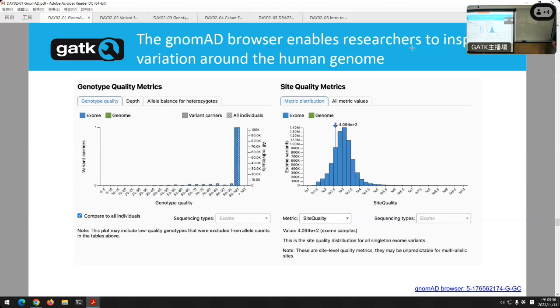We can also see the distribution of genotype quality at this site for carriers and non-carriers, and actually almost everyone has a very high genotype quality, around 95 to 99, including our carrier. We can also look at site quality compared to other sites in gnomAD, and this site is pretty close to the average quality.